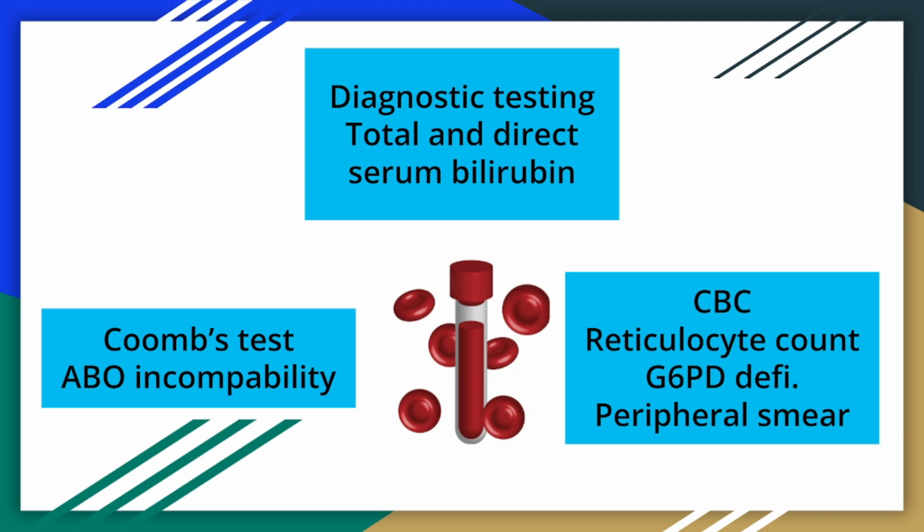Diagnostic testing should always include total and direct serum bilirubin level. In cases of ABO incompatibility, a test known as Coombs test should be sent. CBC, reticulocyte count, G6PD activity, peripheral smear, and type and screen should be considered when there is severe hyperbilirubinemia, early onset of neonatal jaundice within the first 24 hours of life, rapid rate of bilirubin rise greater than 0.5 mg per deciliter per hour, and failure to respond appropriately to phototherapy.